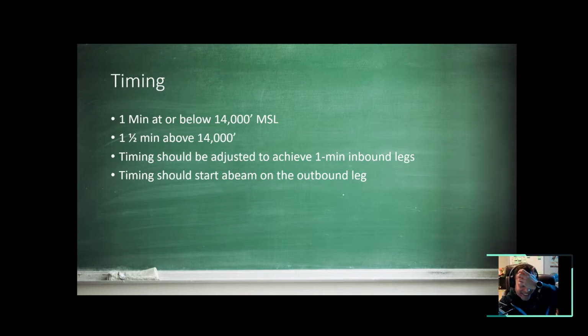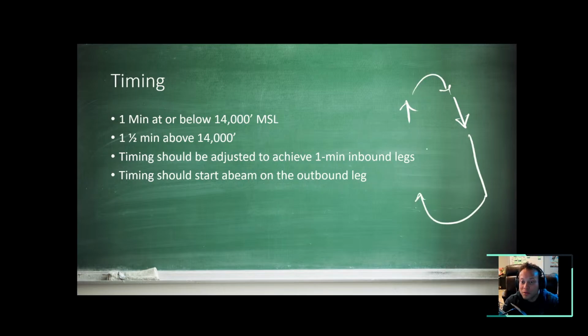Oh yeah, this is 1 minute below. Let's talk about timing. You want to be making your inbound leg 1 minute below 14,000 feet, and then 1.5 minutes if you're above 14,000 feet. And we will adjust for wind and stuff like that on the outbound leg. If we're getting too crunched on the inbound leg, and this is too short of a leg, we'll extend the outbound leg to try to get this one to be as close to 1 minute as possible.